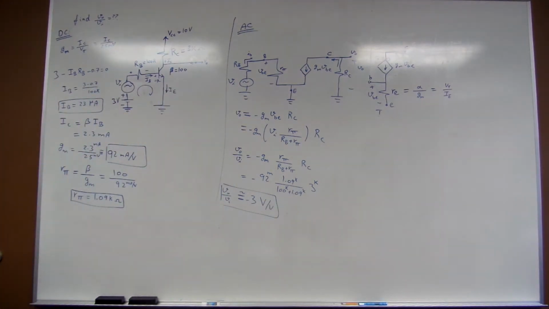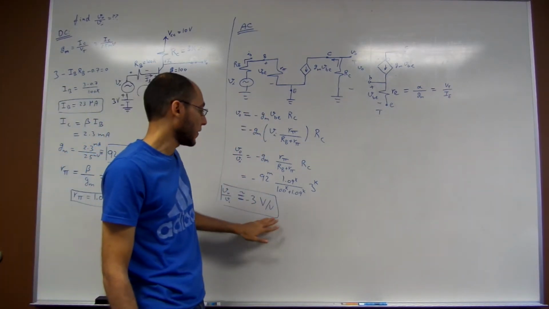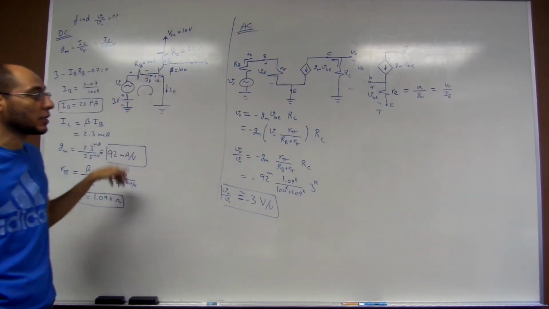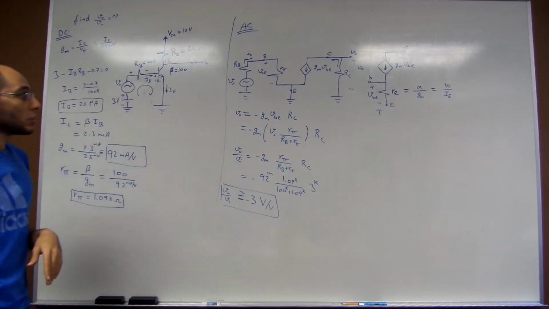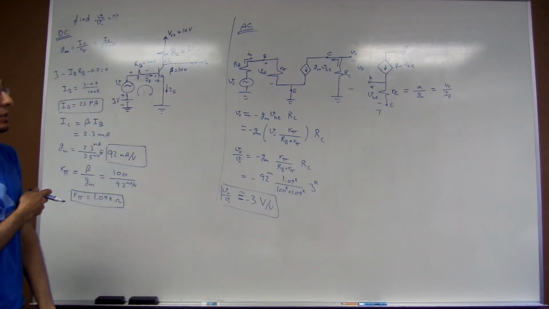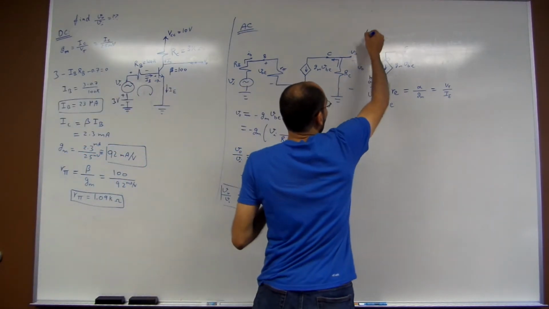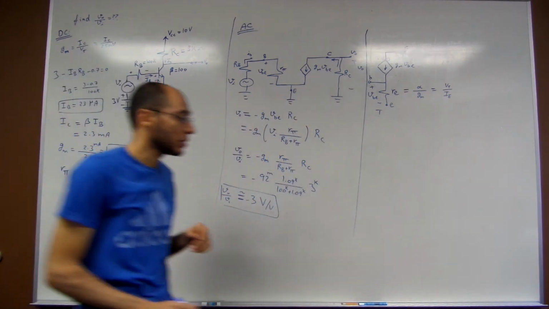So, this is the method that I follow in order to get the V output over V input. I use the AC equivalent circuit after calculating the parameters of this AC equivalent circuit. Okay? So the question right now is, why didn't I use the T model? Because the T model is going to be difficult. Alright? Why is it difficult?